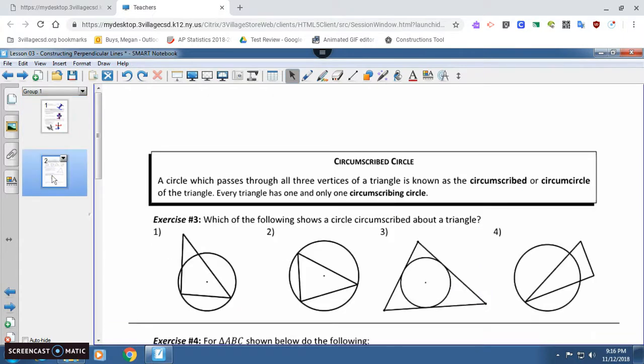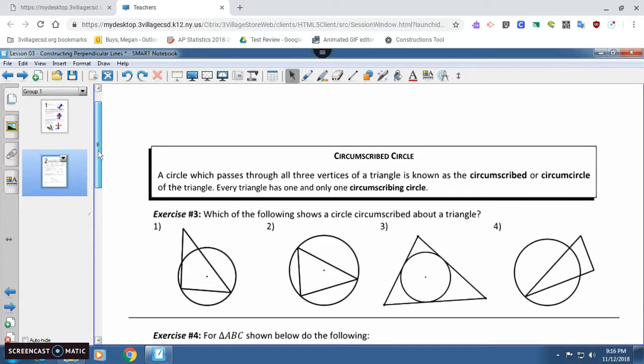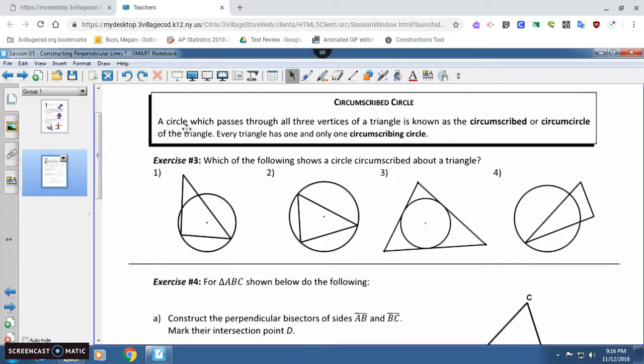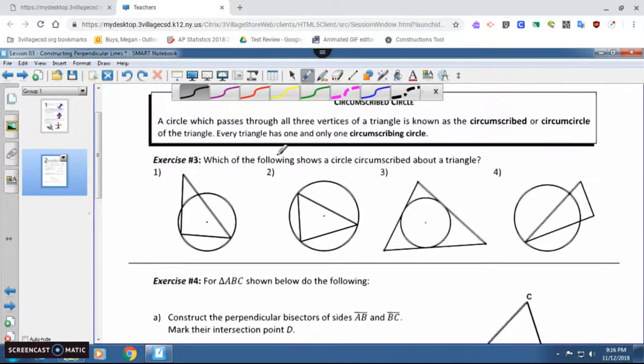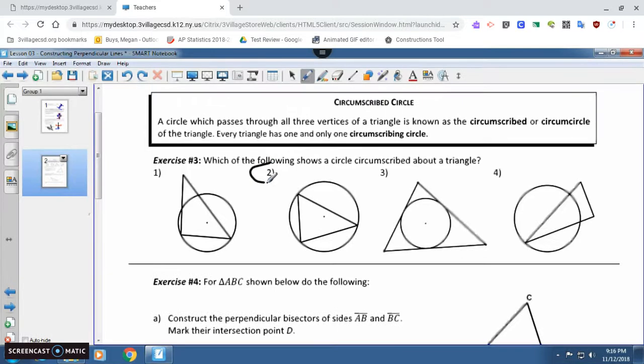Now, as we look at the back page, there's something called a circumscribed circle. It's a circle which passes through all 3 vertices of a triangle. When we look for that, with all three vertices being on the triangle and the circle, that means we're looking at something like choice 2. Okay, notice each of the three vertices of the triangle lie on the circle.